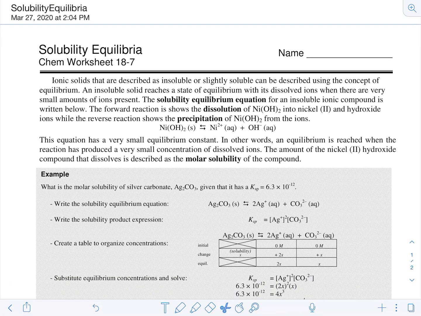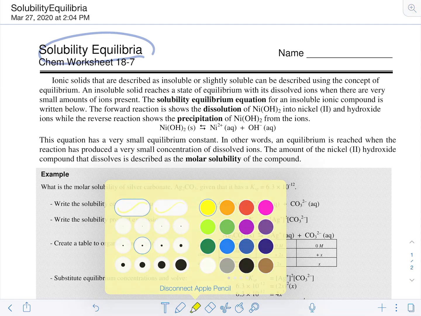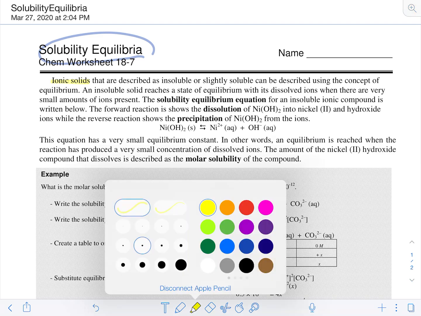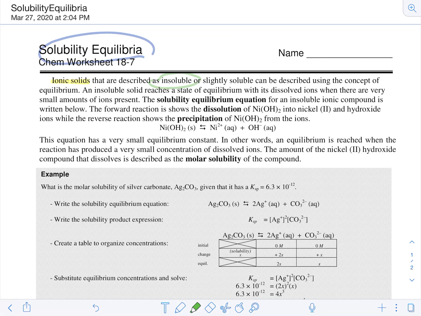This is Mrs. Vrobel. In this section, we are now going to be talking about solubility equilibria, and it's slightly different than what you've been talking about with equilibrium. Typically, when we're in this section, we're talking about ionic solids, and when we look at those ionic solids, they may be insoluble or they might be slightly soluble. And typically, the solvent is water.